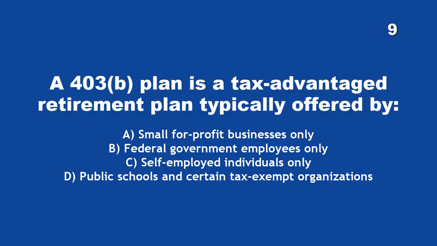A 403(b) plan is a tax-advantaged retirement plan typically offered by, Option A, small for-profit businesses only. Option B, federal government employees only. Option C, self-employed individuals only. Option D, public schools and certain tax-exempt organizations. The correct answer is D, public schools and certain tax-exempt organizations.